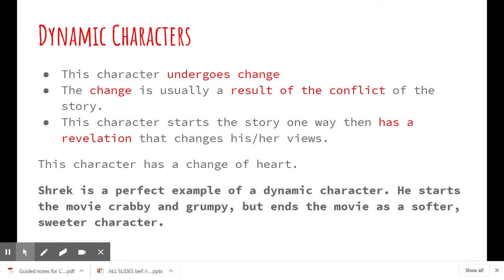Gru from the Minion movies. He would be an example of a dynamic character. He starts out only getting the girls. He adopts the girls only because he wants to use them to make these monster cookies and get back at Vector. In the end, he loves the girls and he goes to their music recitals and doesn't want to miss those things. That would be an example of a dynamic character because he goes through this major change.